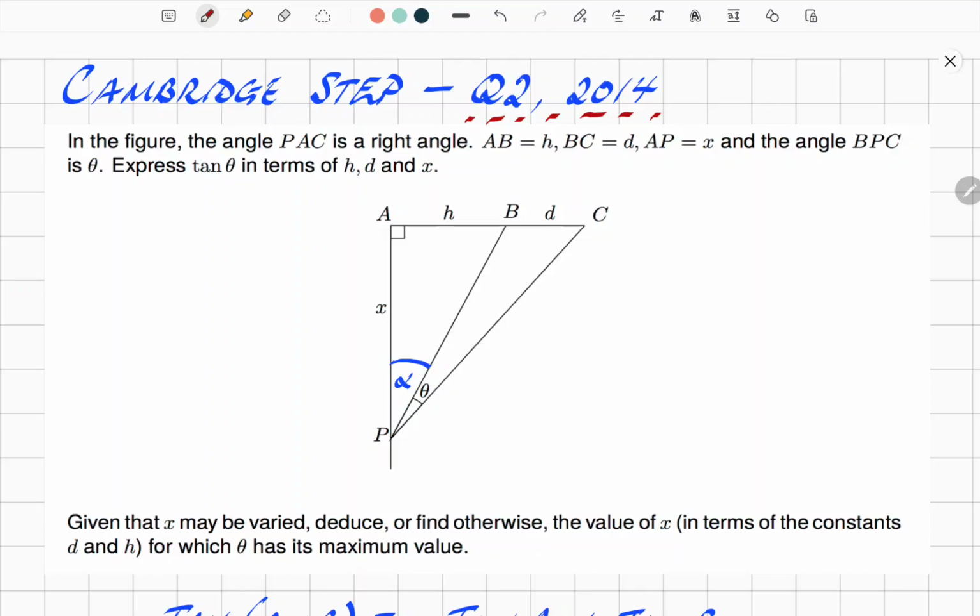As you can see, there is a right angle triangle, and I'm not going to read out the details, you can see what's going on. You have two angles. The one that we're interested in is theta there, and I've labeled the other angle, angle APB, as alpha. The important part of the question is that x may be varied. So this is variable.